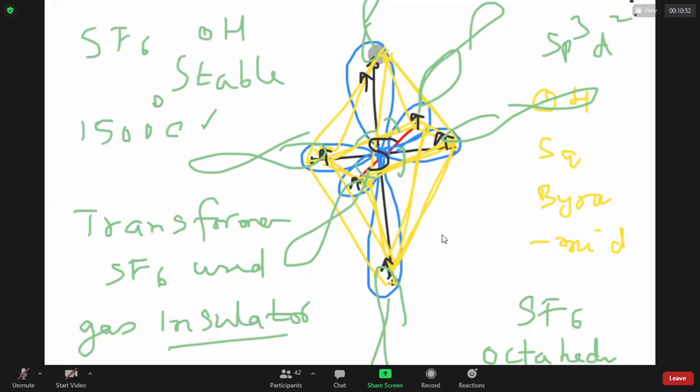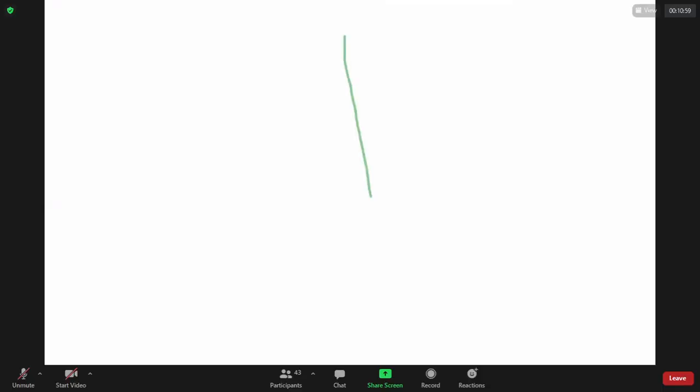Now, let us look at the sp3d2 hybridization. What is the shape of sp3d2 hybrid orbitals? Once again, I try to draw here. Let us use black color. What is the shape, gentlemen? Octahedron.